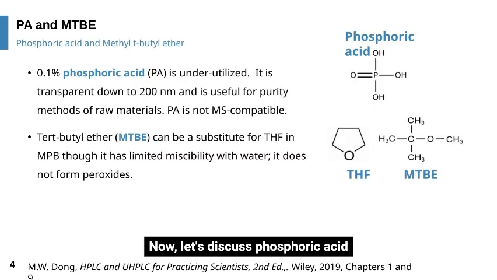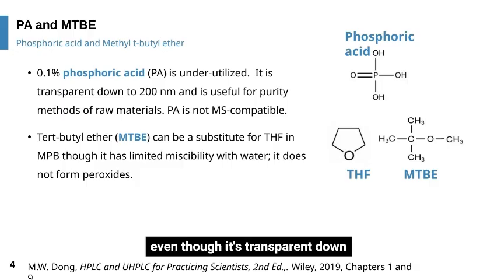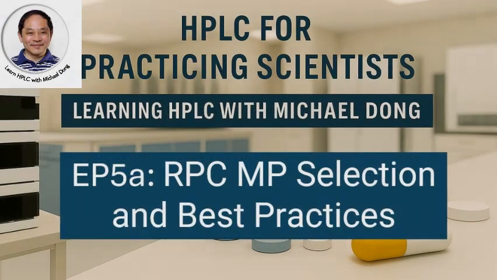Now let's discuss phosphoric acid and methyl tert-butyl ether, or MTBE. 0.1% phosphoric acid is underutilized, even though it's transparent down to 200 nanometers and useful for purity methods of raw materials. Keep in mind that phosphoric acid is not MS-compatible. Methyl tert-butyl ether, or MTBE, can be a substitute for THF in the mobile phase B. Although it has limited miscibility with water, it doesn't form peroxides.